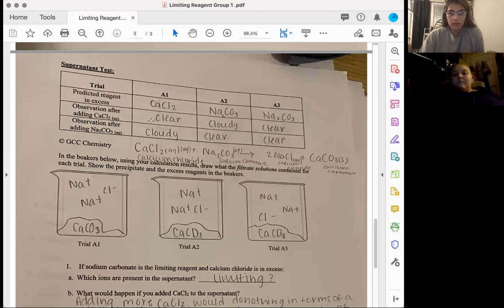And then go over this one. Oh, observation after adding the Na2CO3 was cloudy for trial 1. And then for 2 and 3, it was clear and clear.